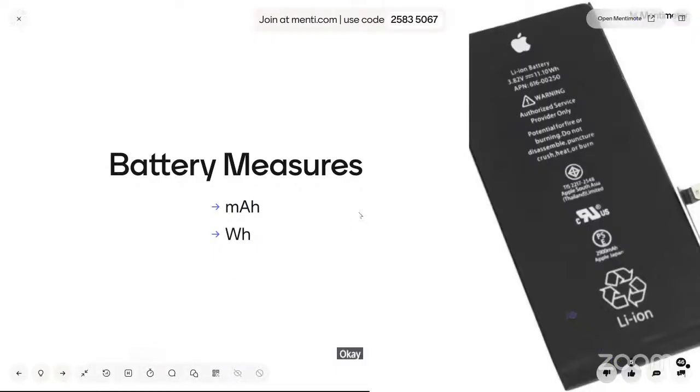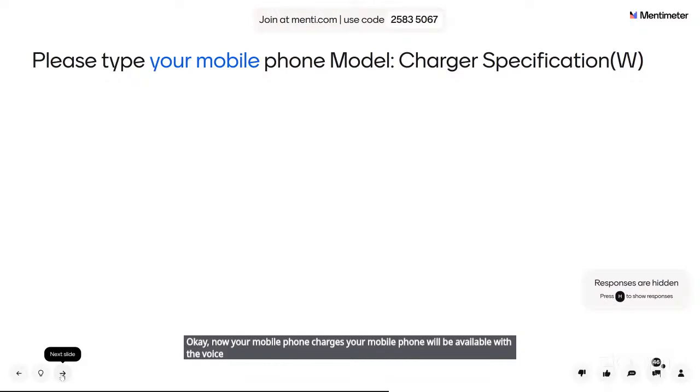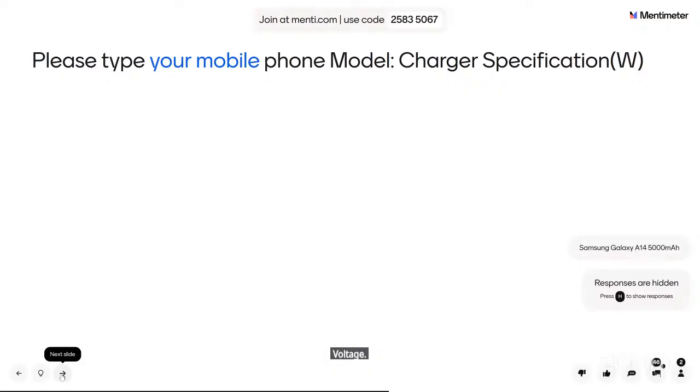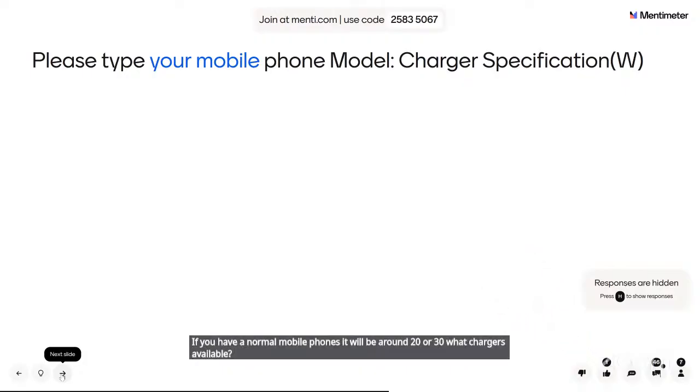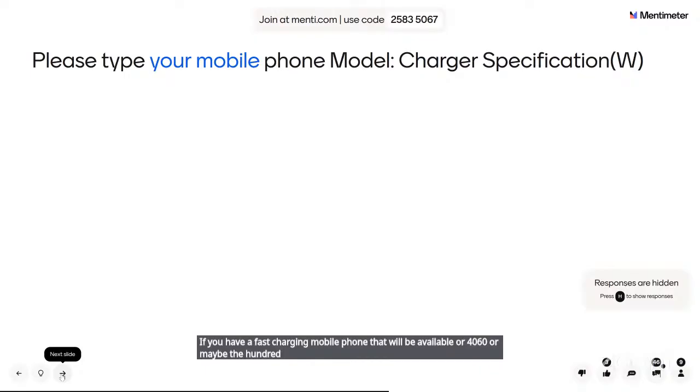Okay, so generally it will be shown in watt hour or milliampere hour. Now, your mobile phone charger will be available with a wattage. If you have a normal mobile phone, it will be around 20 or 30 watt chargers. If you have a fast charging mobile phone, that will be available in 40, 60, or maybe 100 watt. But generally 40 and 60 watts.